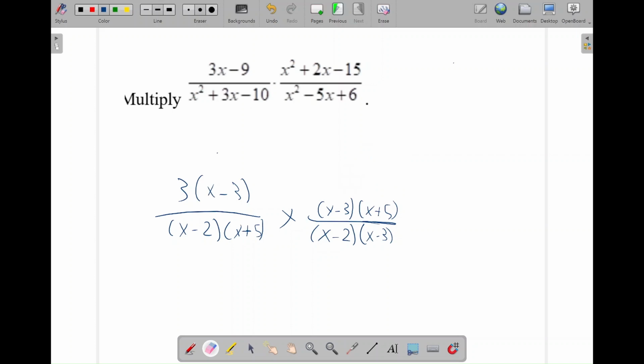fraction after factoring. Keep in mind, you don't have to factor the way I factored. You're factoring the way you understand, it works just fine. If it's better for you, it's better for you.